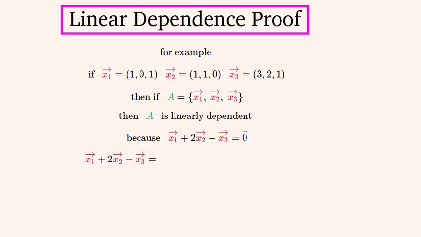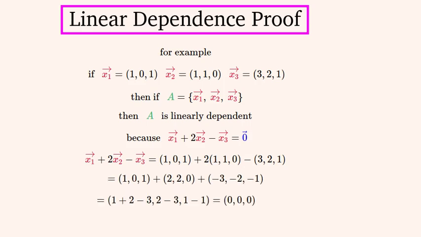And so now to actually evaluate this sum to show that it's the zero vector. So we'll substitute all of these vectors into this expression. Then we'll evaluate this sum of vectors, which gives us a row of zeros. And this row of zeros is the zero vector. So we've just demonstrated that these vectors are linearly dependent.